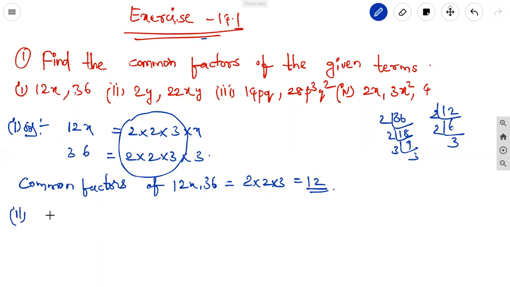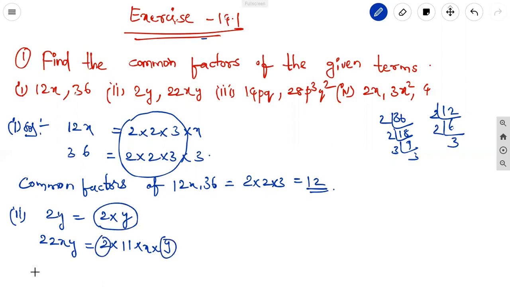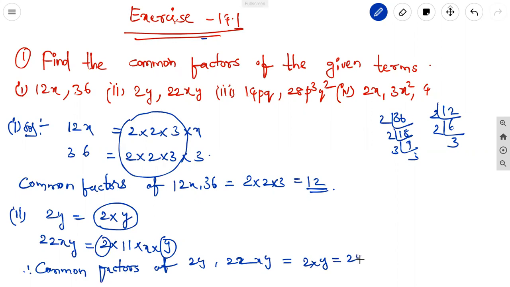And the second one, 2y, we can write it as 2 into y. 22xy can be written as 2 into 11, 2 11s are 22, into x into y. What are the common factors? 2 and y. So the common factors of 2y and 22xy equal 2 into y, that is 2y.